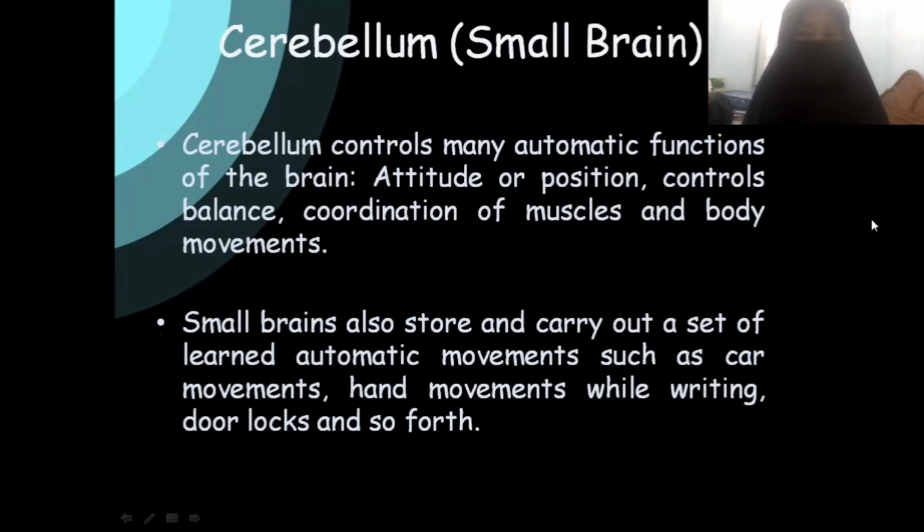Next, cerebellum. The cerebellum controls many automatic functions of the brain. Its attitude or position controls balance, coordination of muscles, and body movements. The cerebellum also stores and carries out a set of learned automatic movements such as car movements, hand movements while writing, door locks, and etc.